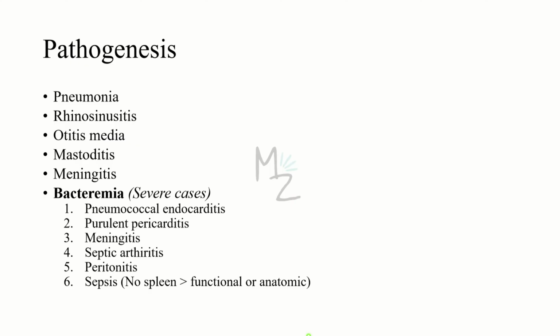If it spreads to the heart via blood flow, it will cause pneumococcal endocarditis or purulent pericarditis. If it spreads to the meninges, it will cause meningitis. If it spreads to the joints, it will cause septic arthritis. If it spreads to the peritoneal cavity and inhabits there, it will cause peritonitis. If there is no spleen, due to either functional or anatomic reasons, it will cause sepsis.